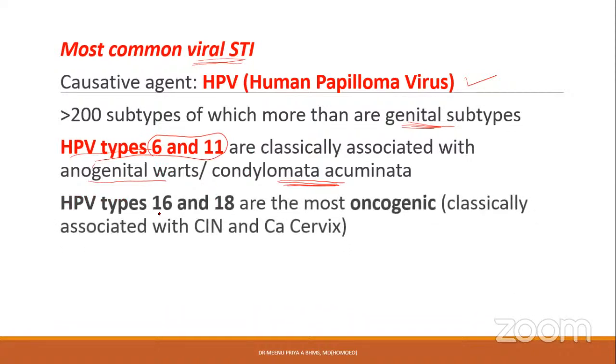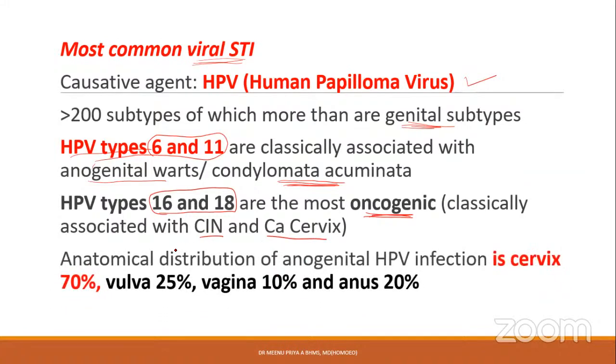And HPV types 16 and 18, this is just extra information, are the most oncogenic, that is cancerous, so classically associated with CIN and carcinoma cervix. In the anatomical distribution of anogenital HPV infection, the cervix is the most affected part. 70% of genital warts are seen in the cervix. So this could be a question: the most common site of genital warts is which? 70% is cervix, followed by vulva 25%, vagina 10%, and anus 20%.